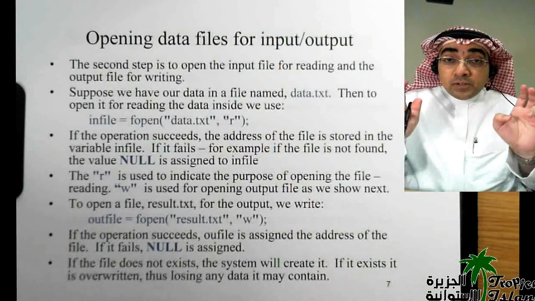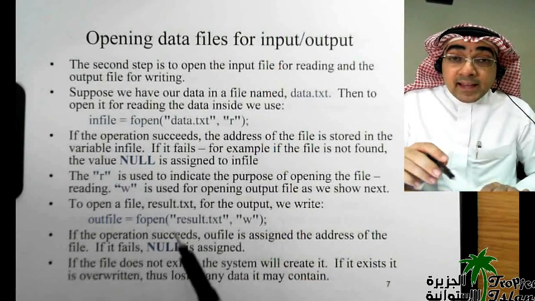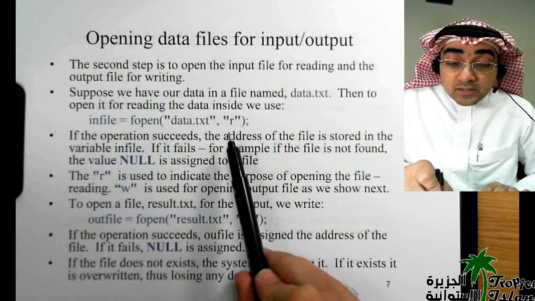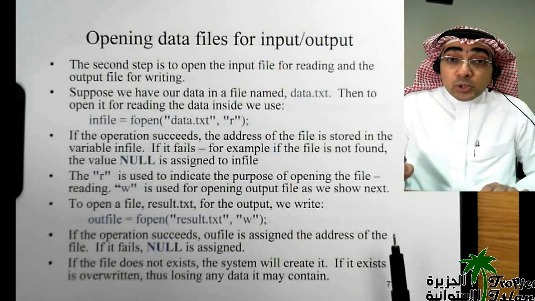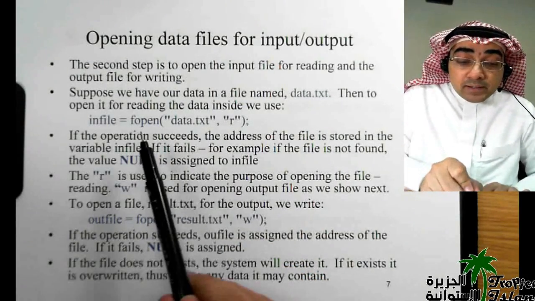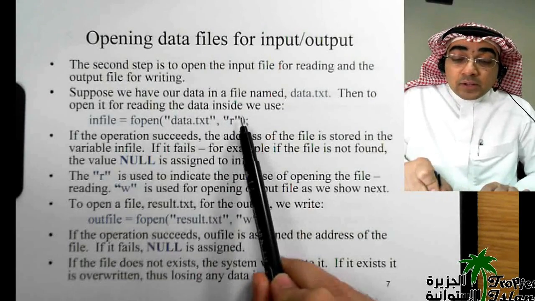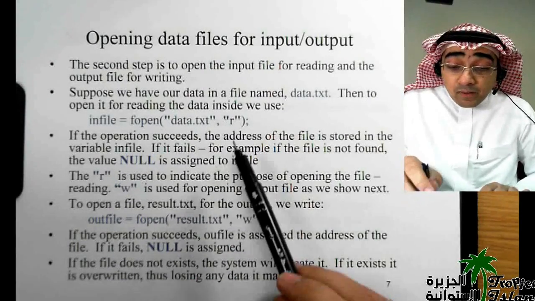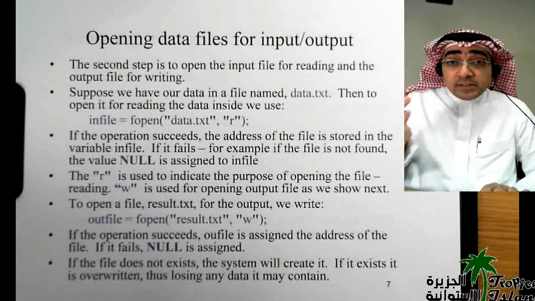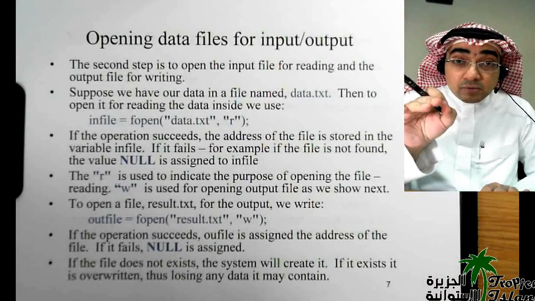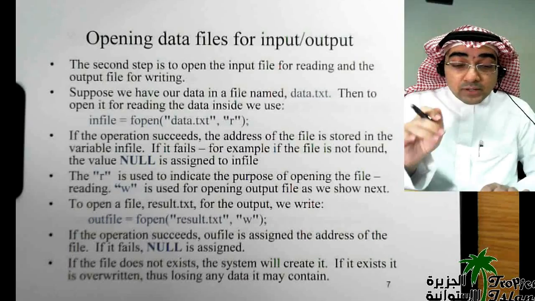The second parameter, between double quotes, is R, and that signifies that you are going to open the file for read-only purposes. So you're asking the compiler to open a file using fopen. The name of the file is data.txt, and I want it to be a read-only file. A read-only file is a file that you can actually read data from, but you cannot write to. So you can take data from it, but you cannot write to it.